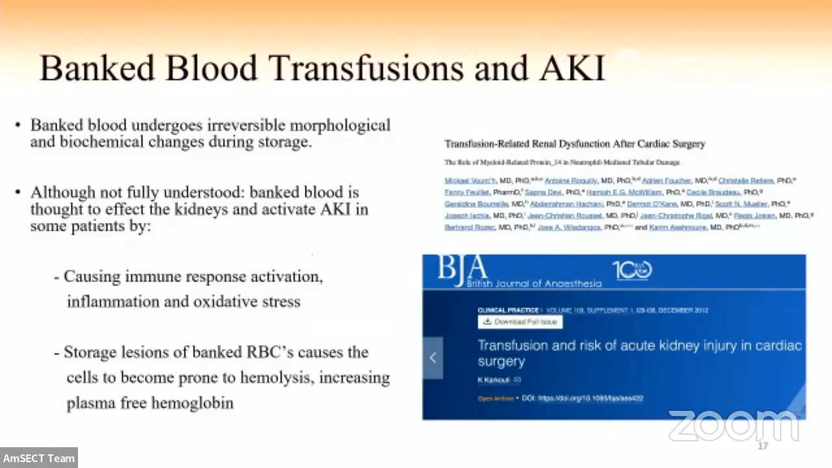Bank blood. So to avoid hemodilution, okay, let's give blood. Well, we all know blood is a life-saving substance. However, it comes with a lot of baggage too. And bank blood undergoes irreversible morphological changes during storage. It's not fully understood, but bank blood is also thought to affect the kidneys and activate AKI in some patients by causing immune response and inflammation and oxidative stress. And storage lesions of red blood cells cause it to become more friable and cause more hemolysis in your pumps.